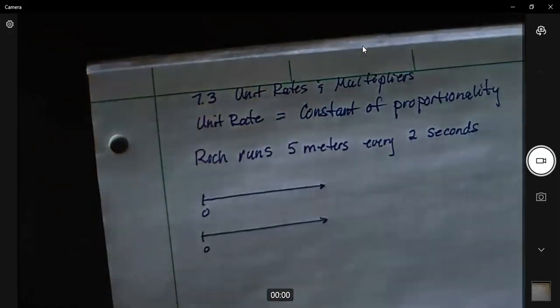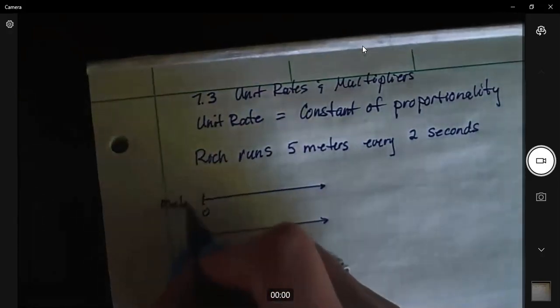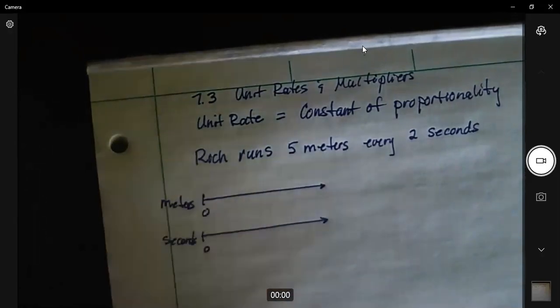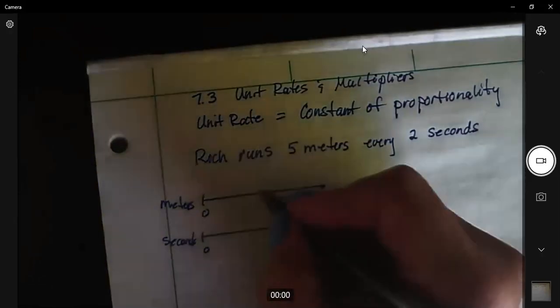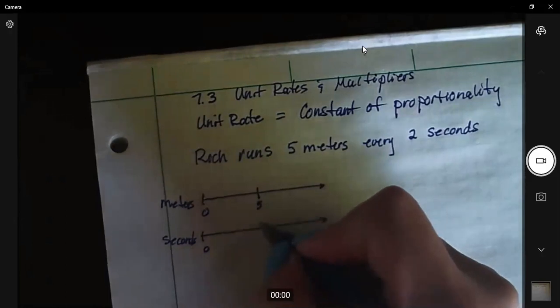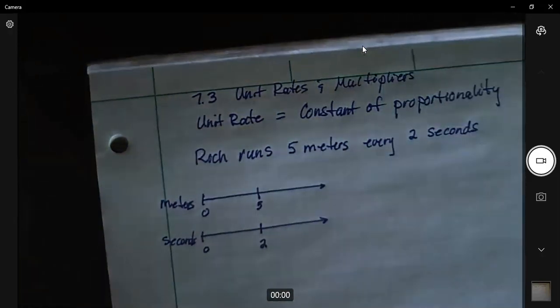All right, so if we have 5 meters, let's go ahead and put the meters on top, and we can put the seconds on the bottom. And that doesn't really matter. I usually just take the bigger one and put it on the top. So here we're going to have 5 meters, and this is going to be 2 seconds, right? That's our proportion or our ratio.